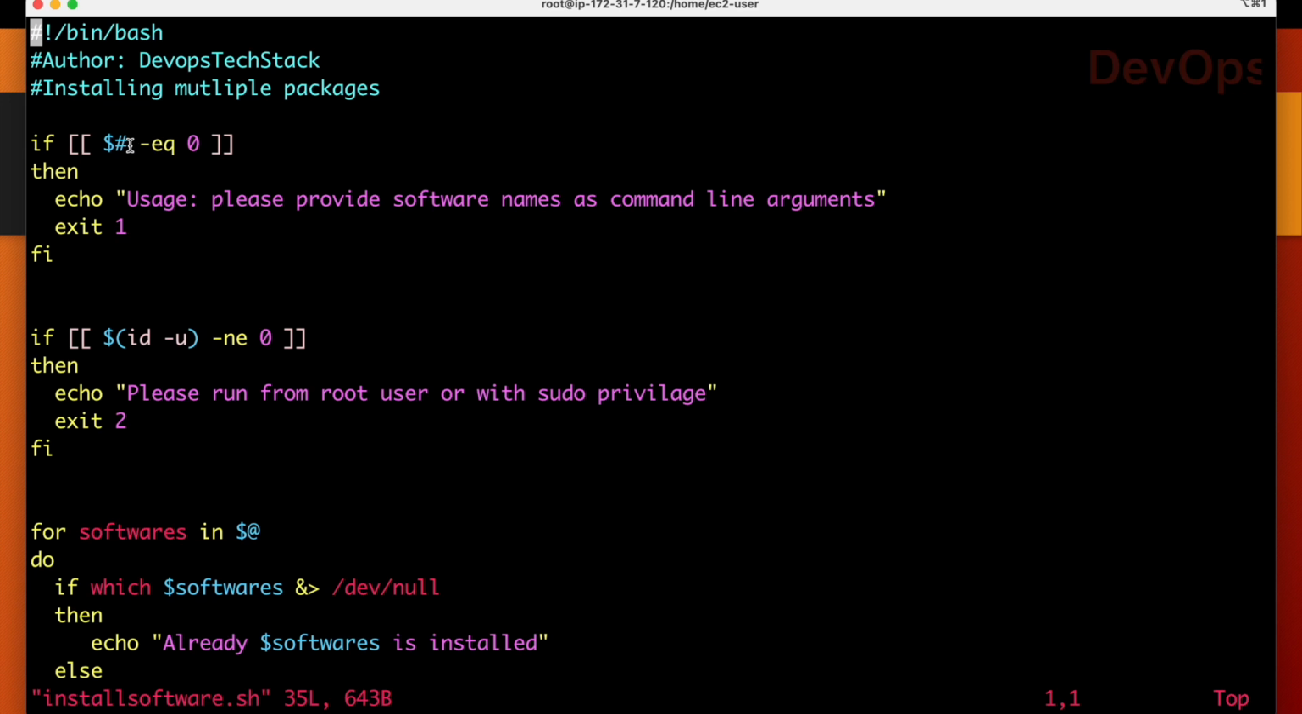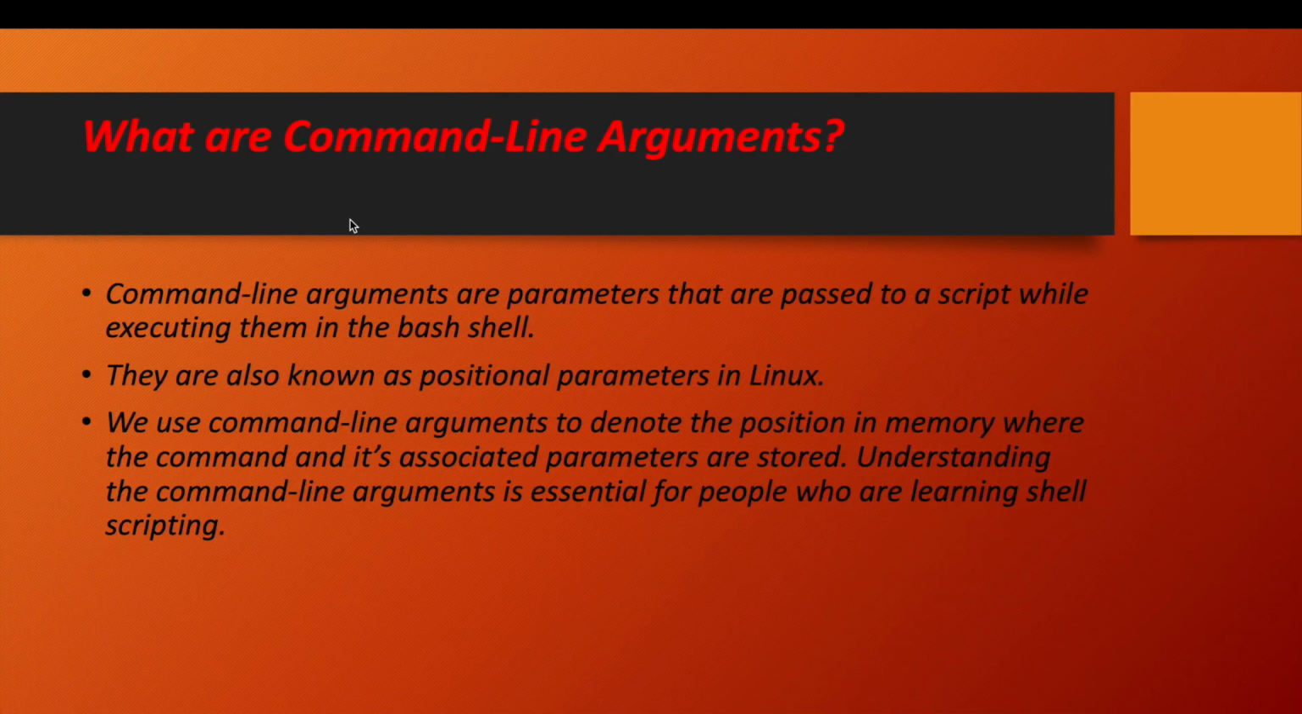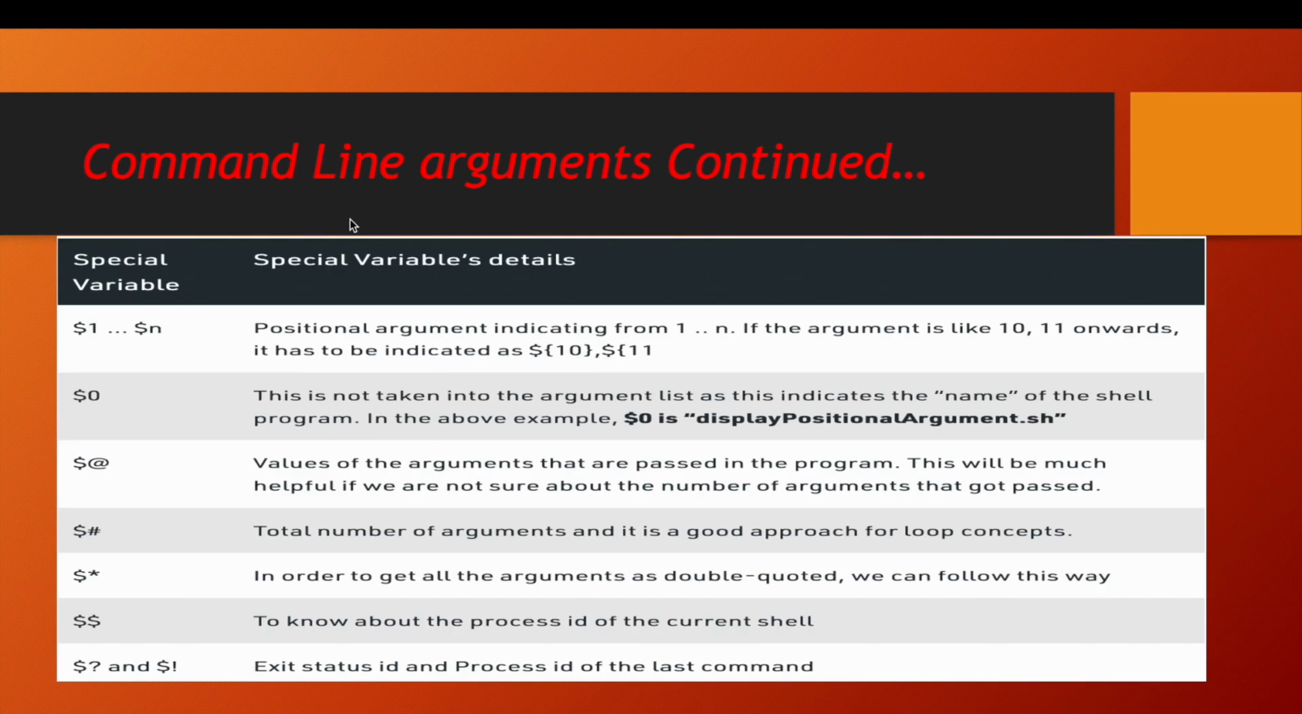Apart from that, here you are seeing one code, dollar and hash symbol. What is the meaning of it? Let us first understand. In command line arguments, you have multiple positional parameters. Positional parameters start from $0 till $n.